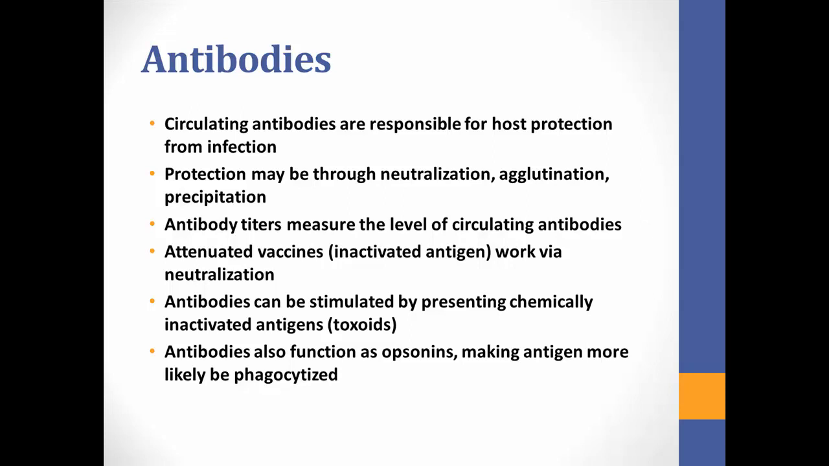Antibody titers measure the level of circulating antibodies, which is why after you give an immunization and you want to know whether the individual responded to that immunization, you draw a titer. So with attenuated vaccines, you're giving an inactivated antigen, and those vaccines respond through neutralization. So when you have that immune response, they will neutralize. Antibodies, however, can also be stimulated by presenting them with chemically inactivated antigen, like a toxoid. This is what tetanus toxoid does.